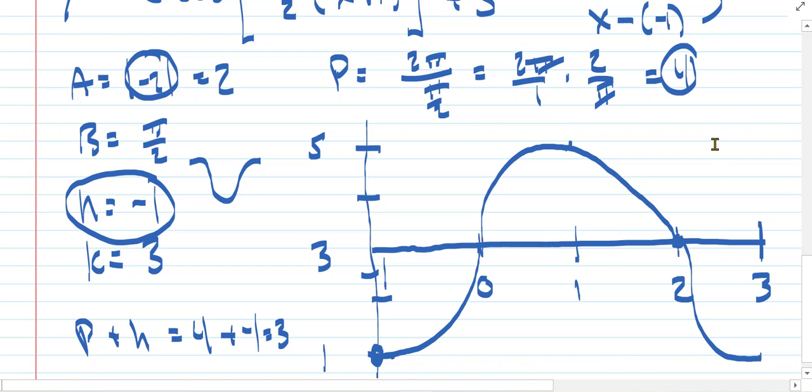That is it. That is the quick and easy way for graphing these trigonometric functions. Hope this was helpful.